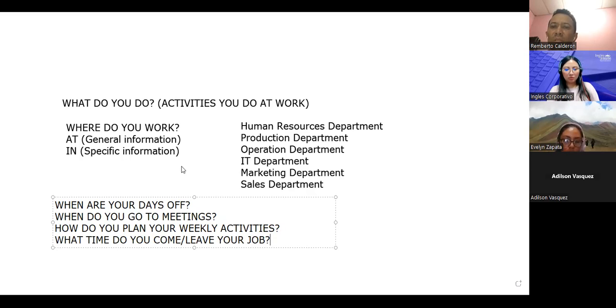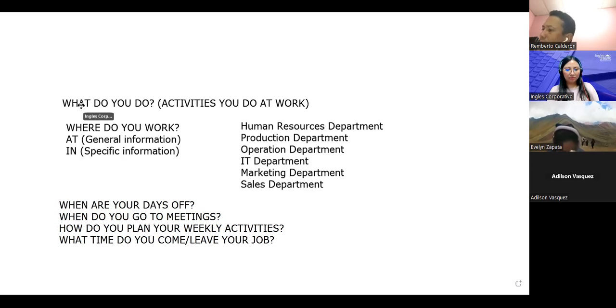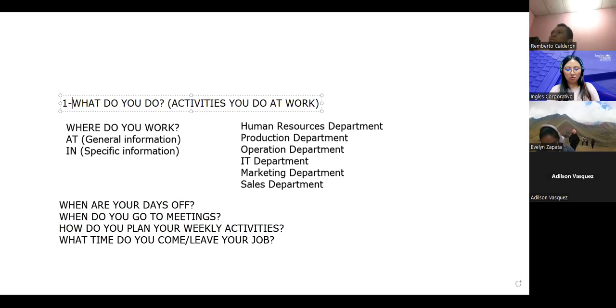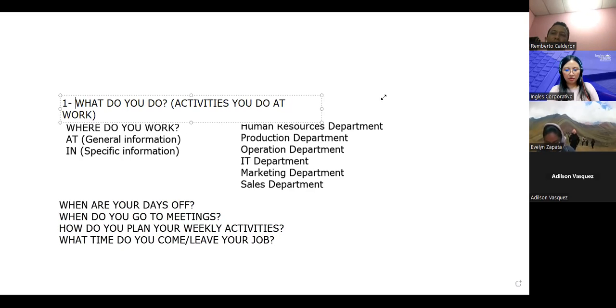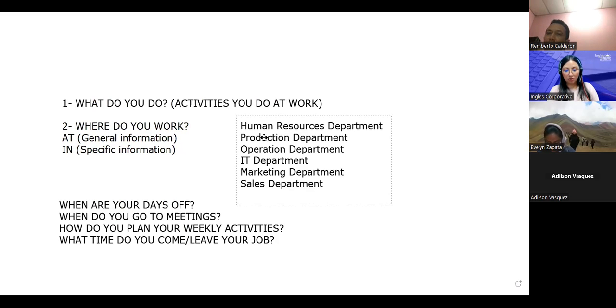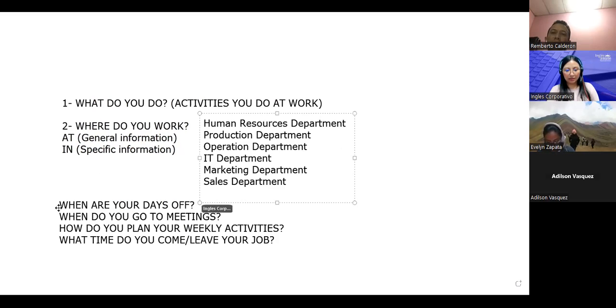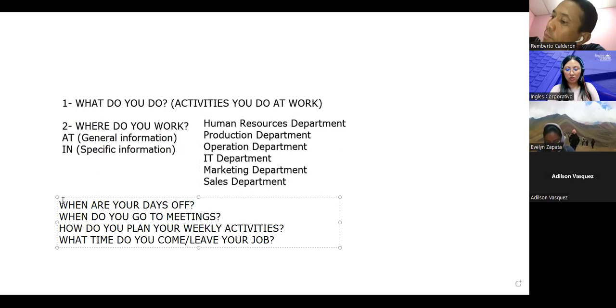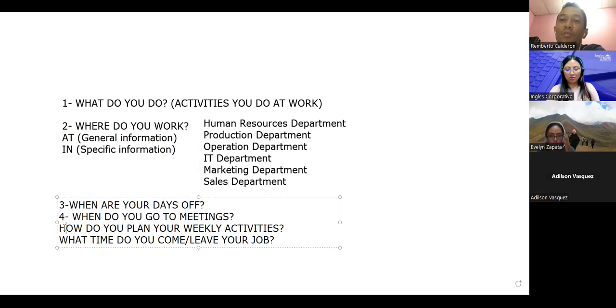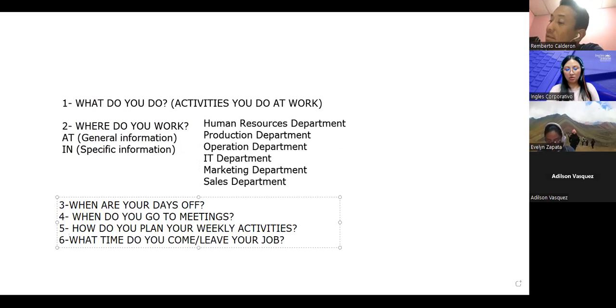Vamos a numerarlas. ¿Cuántas preguntas van a practicar ahorita? If you see, what do you do? It's going to be number one. Number two: Where do you work? Number three: When are your days off? Number four: When do you go to meetings? Siempre usando when. How do you plan your weekly activities? Esta sería la quinta. And number six: What time do you come and what time do you leave your job?